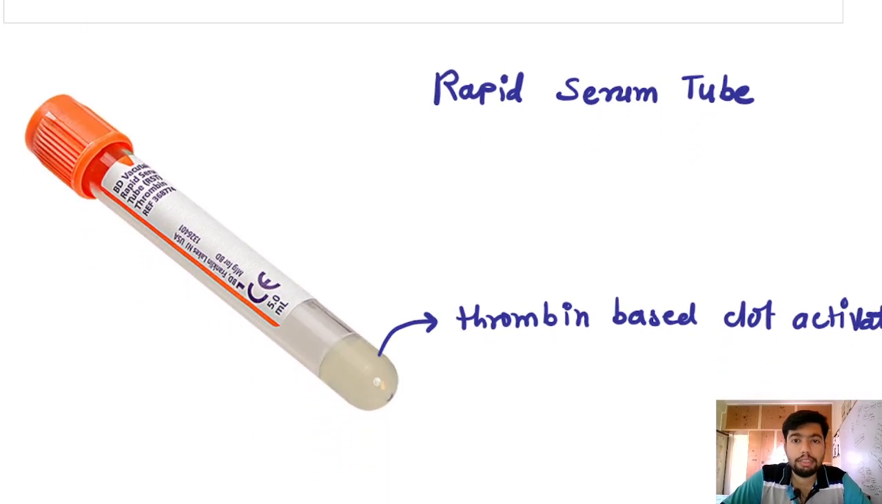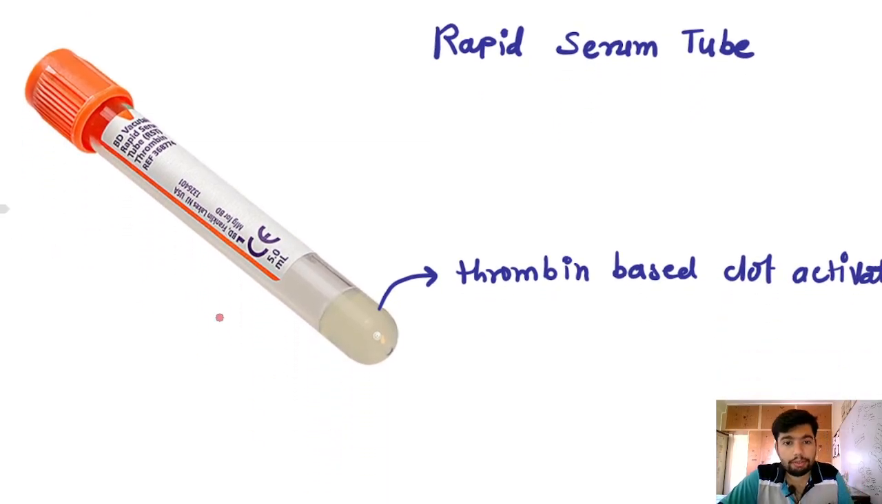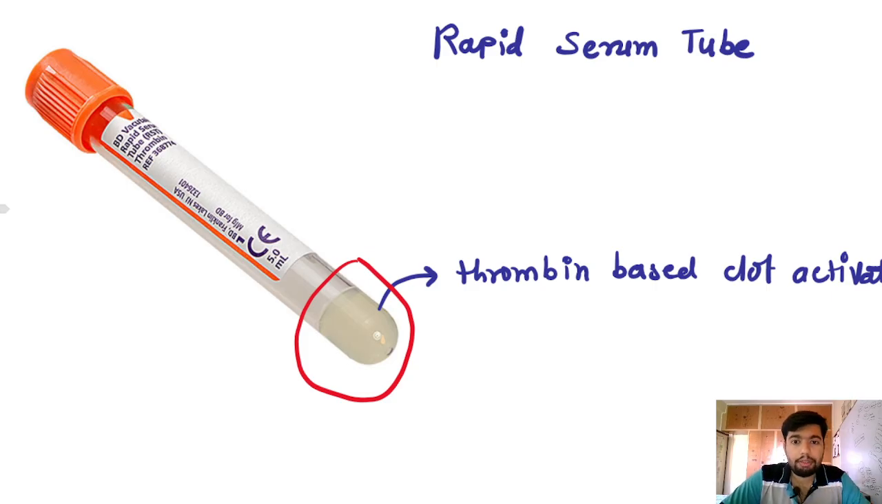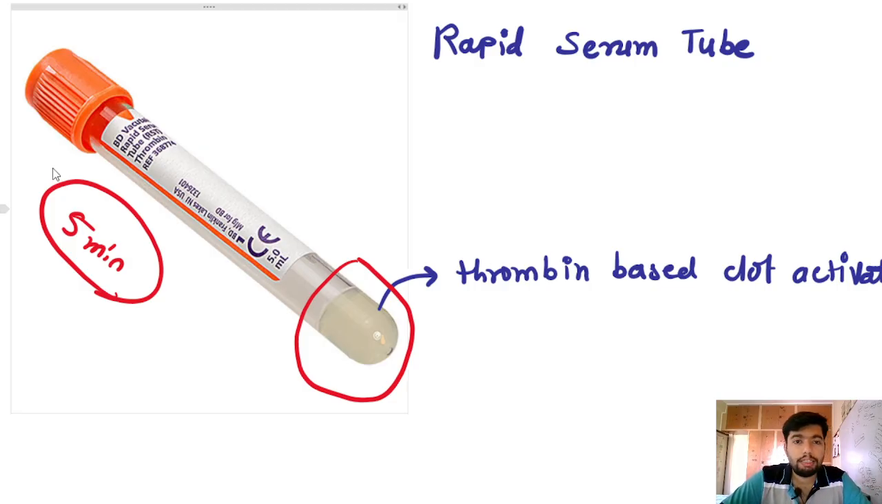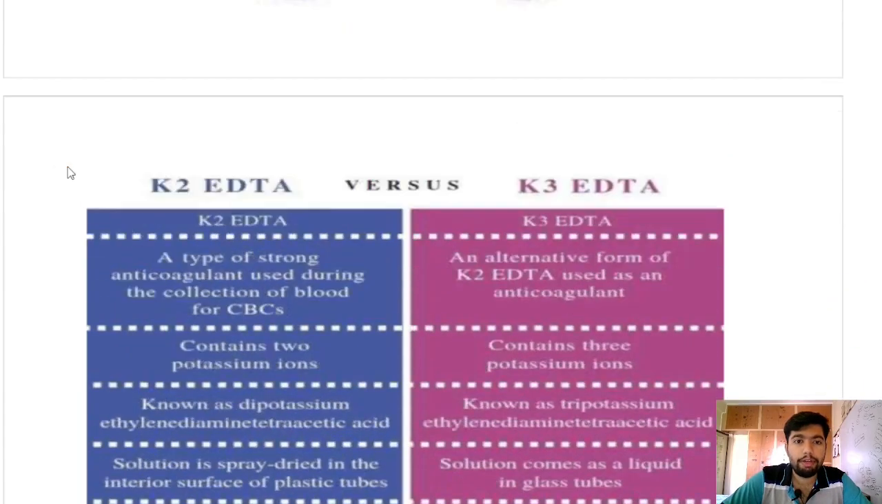Okay, see this is a rapid serum tube, in which you can see the clot is there. This is a thrombin plus clot activator. Only in 5 minutes it will separate the serum. So clotting time is 5 minutes in this particular vacuum. Okay. When we need the result much faster, we can collect this, but it is costly. Okay, it is a costly vacuum, right?